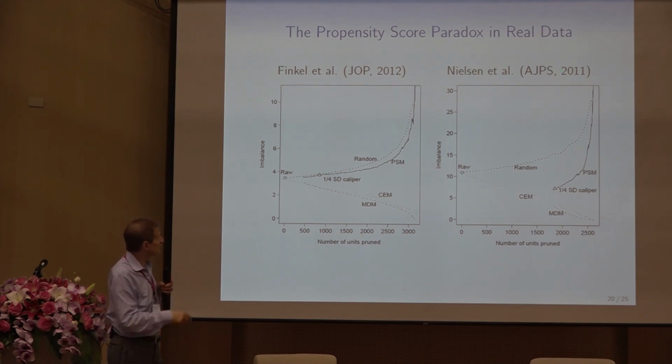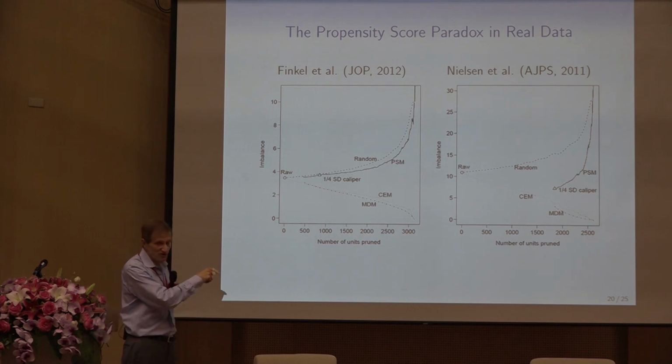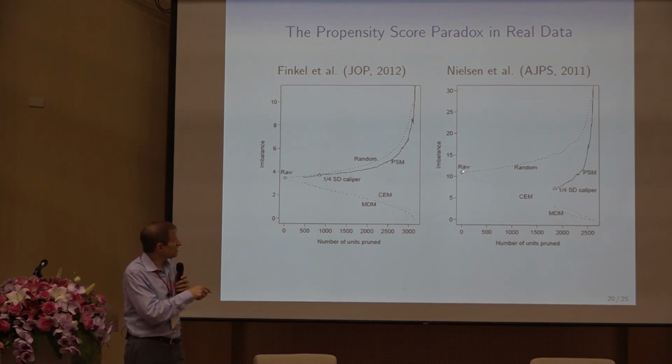This is an article from 2011 by my co-author, Rich Nielsen, former student, now professor at MIT. We start here with raw data. Again, CEM and Mahalanobis make things go down. Random matching, again, it looks like that. This is what propensity score matching does. If you start here, you continue to prune, and it just makes things worse very, very fast.